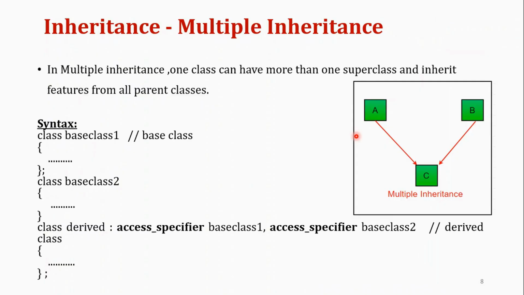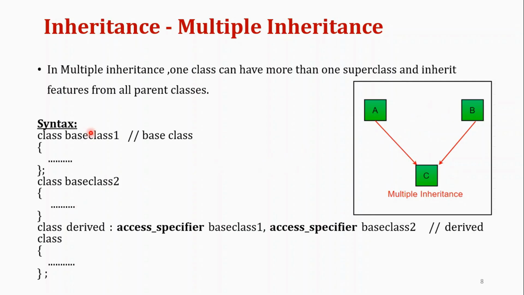Okay. So the next inheritance is multiple inheritance, with multiple base classes. So more than one base class is there. Here in the example, I have given two base classes. You can have as many base classes as you want. So class C is inheriting from more than one base class.